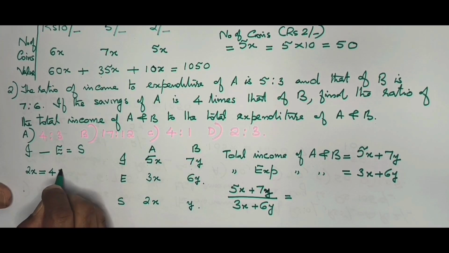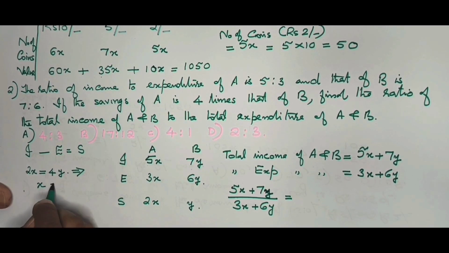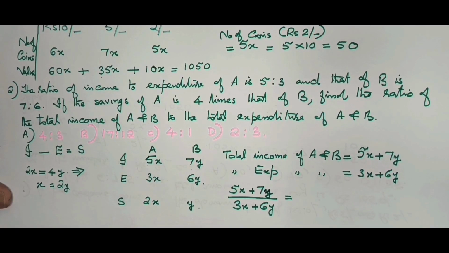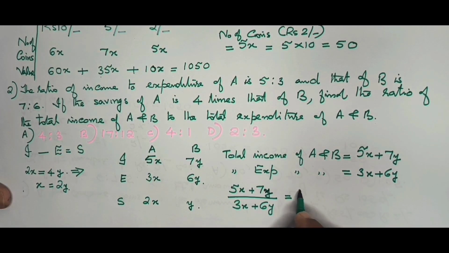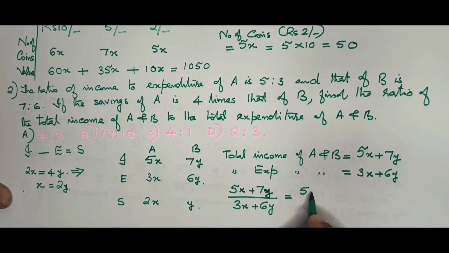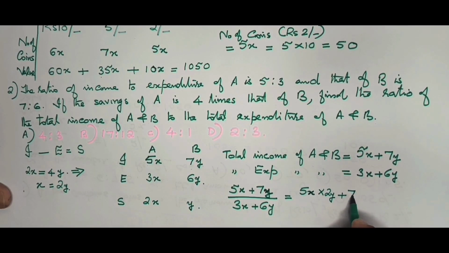So 4 multiplied by y. This means dividing 2 both sides, you get x equals 2y. Now x equal to 2y, we will substitute here. Rather, we will eliminate x by y. Instead of x, let me write 2y. 7y, we write it as it is.